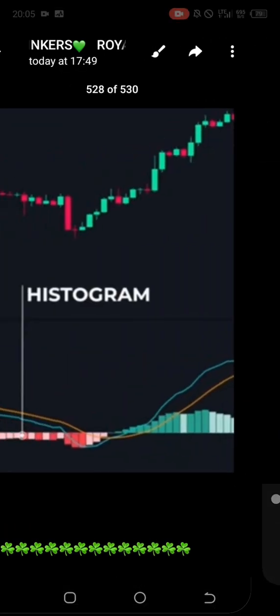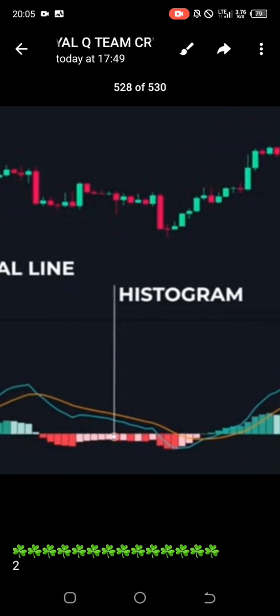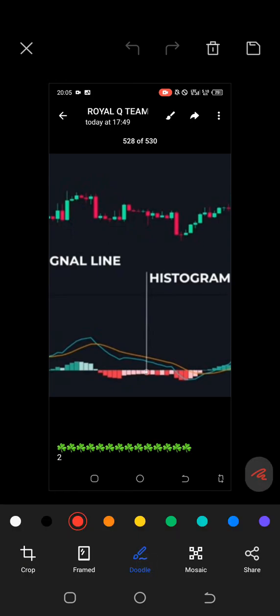Then, on the other hand, when the MACD line is below, it's very simple. See the MACD line, when it is below the signal line, the histogram will show red bars below the zero line.